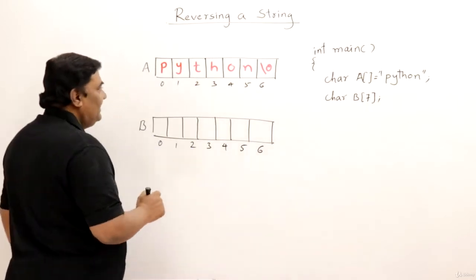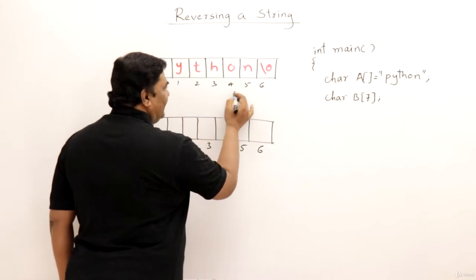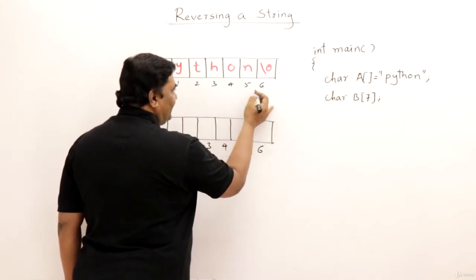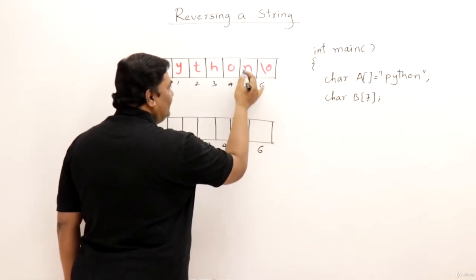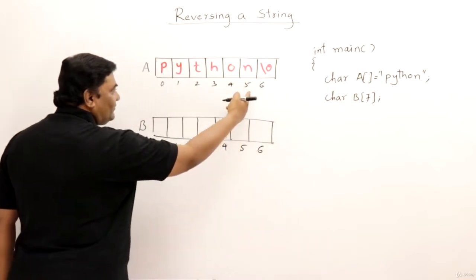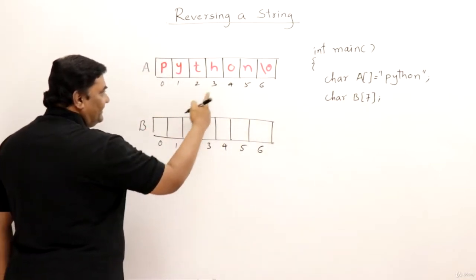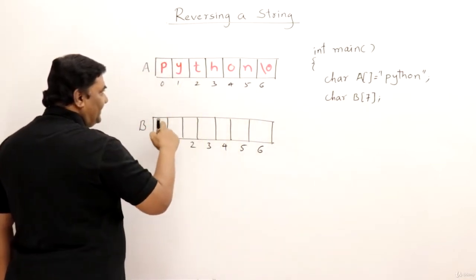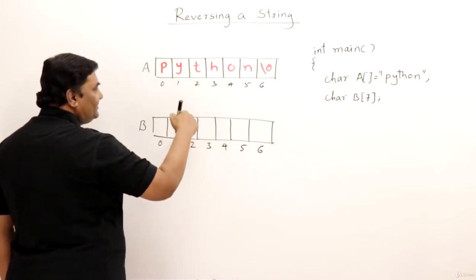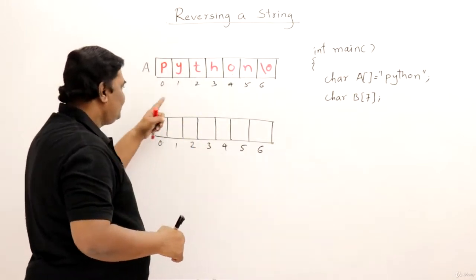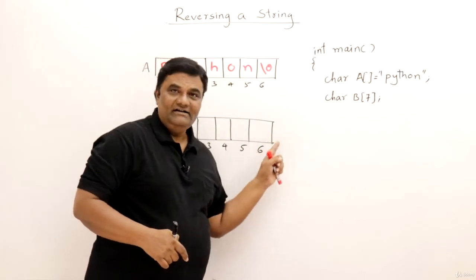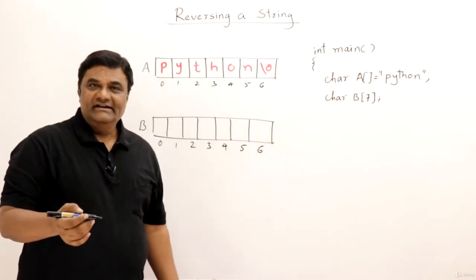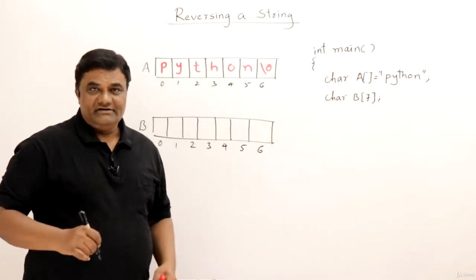For reversing, I should first of all reach the end of the string, that is the last alphabet. Once I reach there, I can start copying those elements into this array in reverse. So first I will copy N, then O, then H. In this way, I can copy all these alphabets and at the end add \0. So it is just like reverse copying a string.